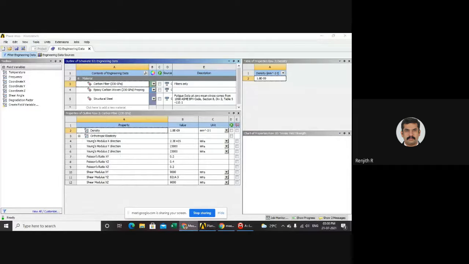What was that? Is this composite? Is this the composite or the matrix phase? It is actually the composite phase. These properties are actually for the composite phase. We can use these properties for laminas or solid models.